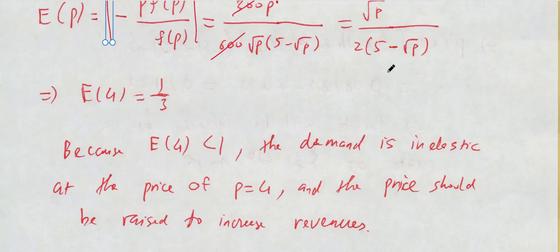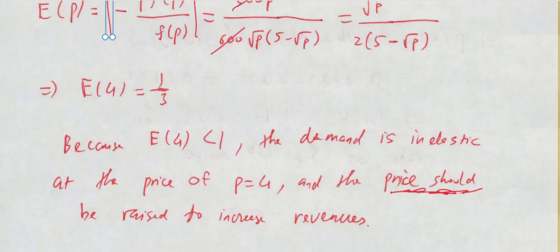Now, at this price of p equals 4, the demand is inelastic, and the price should be raised to increase the revenues. The demand is inelastic. That tells you if you increase the price, people still buy your products. That's why you should increase the price, because people will keep going to the chain even if the price is raised. That's why you should get more revenues. And that is the conclusion from this question.